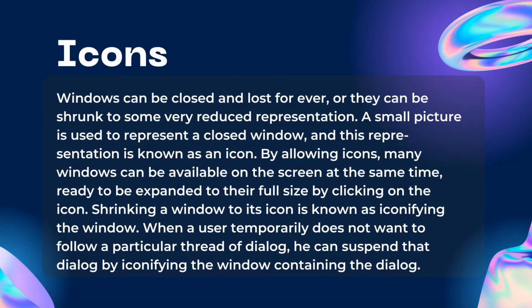Icons. Windows can be closed and lost forever, or they can be shrunk to some very reduced representation. A small picture is used to represent a closed window, and this representation is known as an icon. By allowing icons, many windows can be available on the screen at the same time, ready to be expanded to their full size by clicking on the icon. Shrinking a window to its icon is known as iconifying the window.